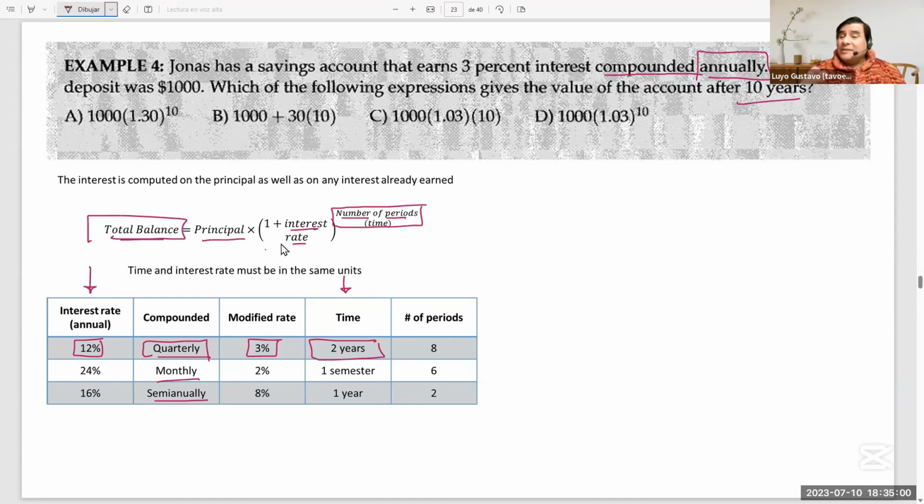How many quarters exist in 2 years? 8. So this is the exponent you will use in the formula of the compound interest. And the interest rate here is the modified rate.